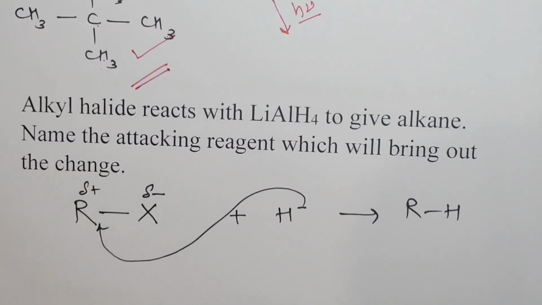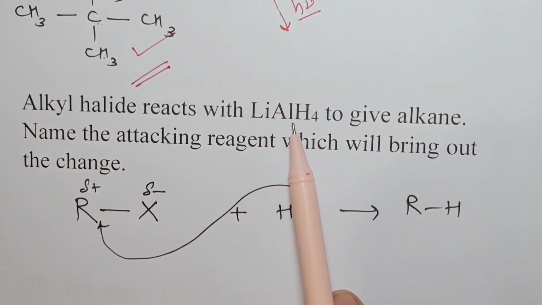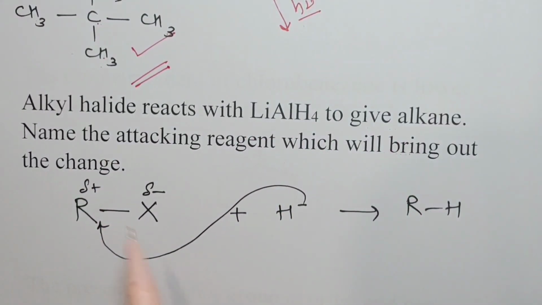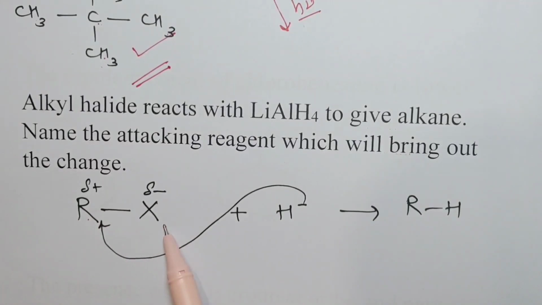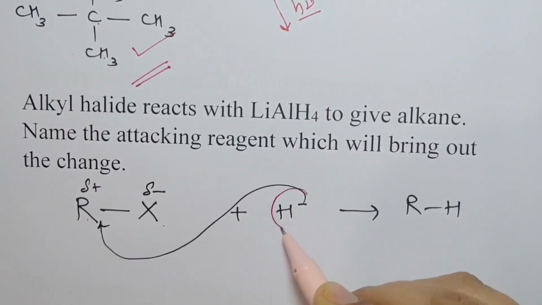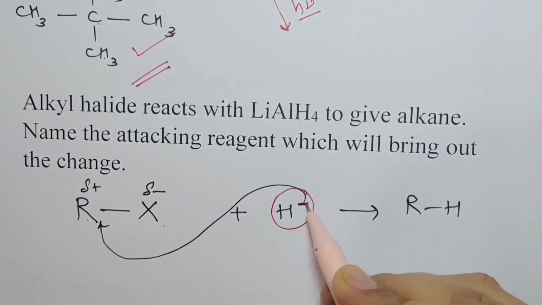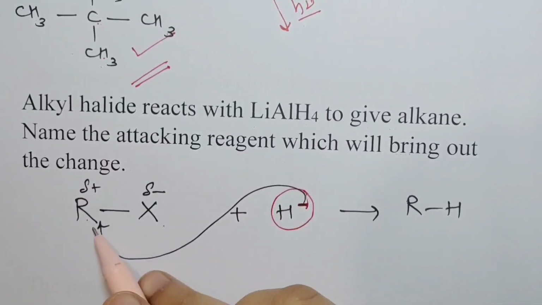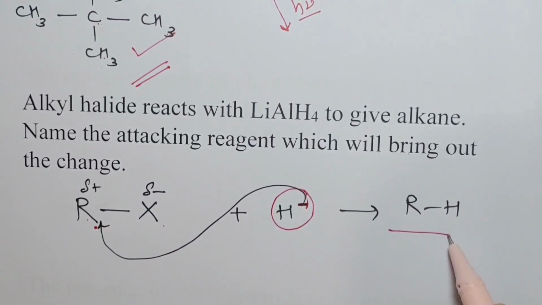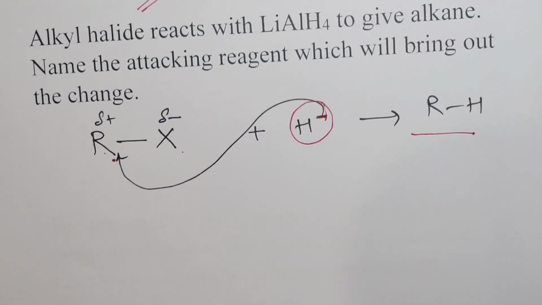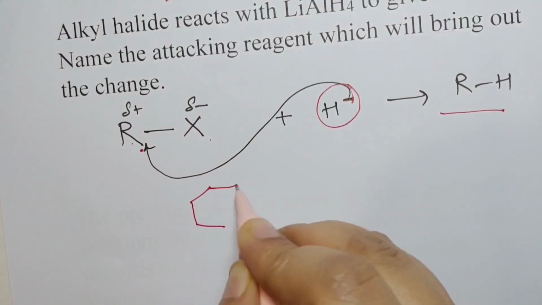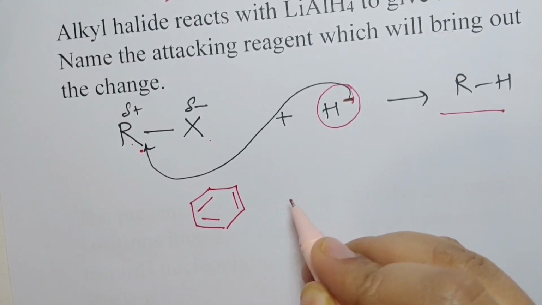Next question. Alkyl halides react with lithium aluminium hydride to give alkane. Name the attacking reagent which will bring out the change. So this is your RX, haloalkane. Lithium aluminium hydride has hydride ion. So it's the hydride ion with the negative charge which will attack on the carbon of the haloalkane and therefore will form alkane.